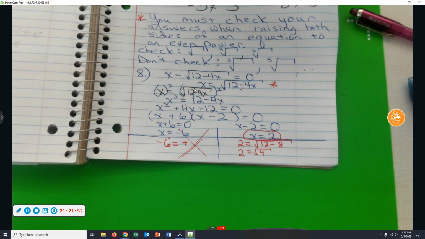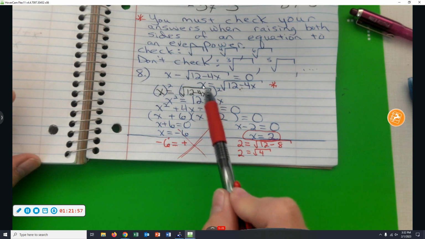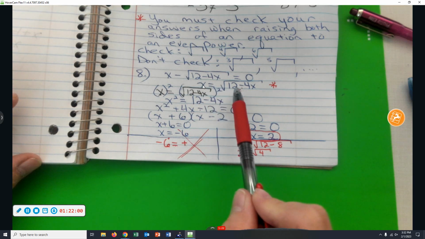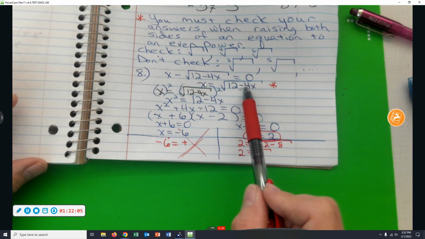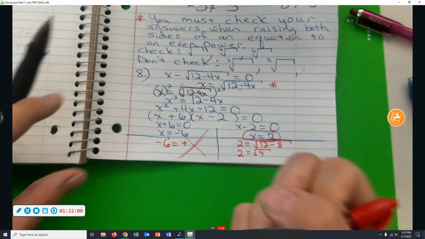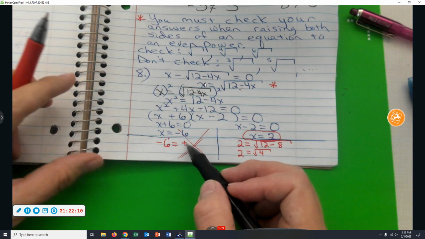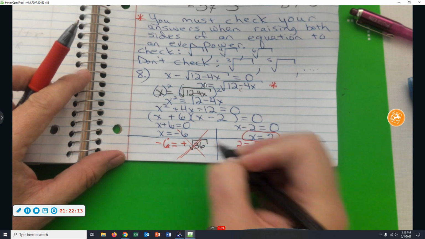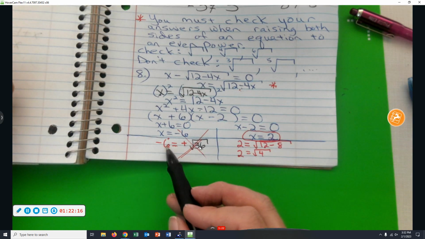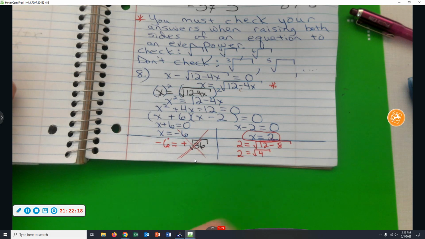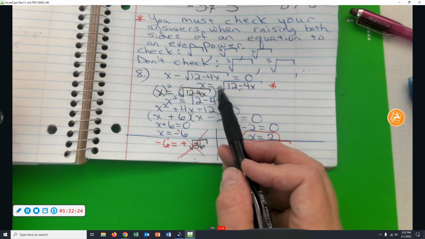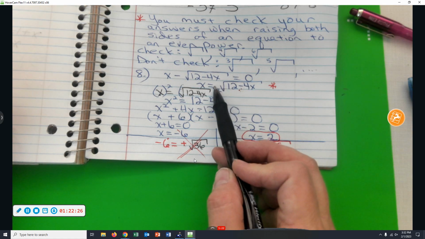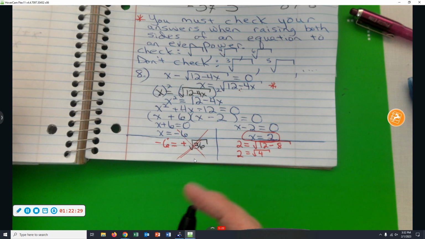Negative 6. If you try... it can't work for that side if this is a negative. If you plug in the negative 6, you're going to get negative 6 equals a positive square root of 12 plus 24. That's 36. You get negative 6 equals a positive square root of 36. The square root of 36 is 6. Does negative 6 equal a positive 6? No, it doesn't. As soon as I plugged in that negative number, I knew the right side had to be positive because there was no sign. So I didn't have to go through the rest of the checking.